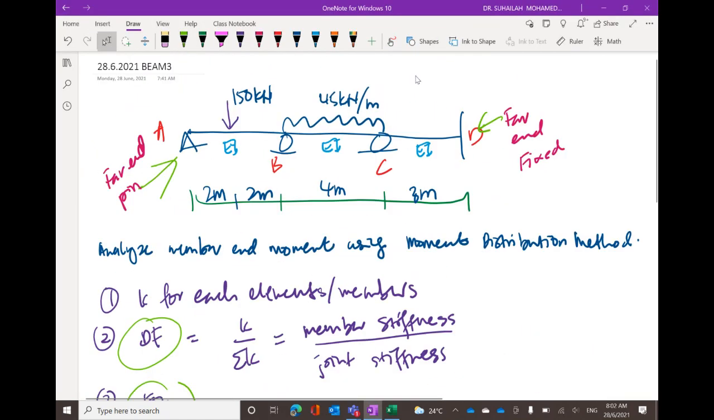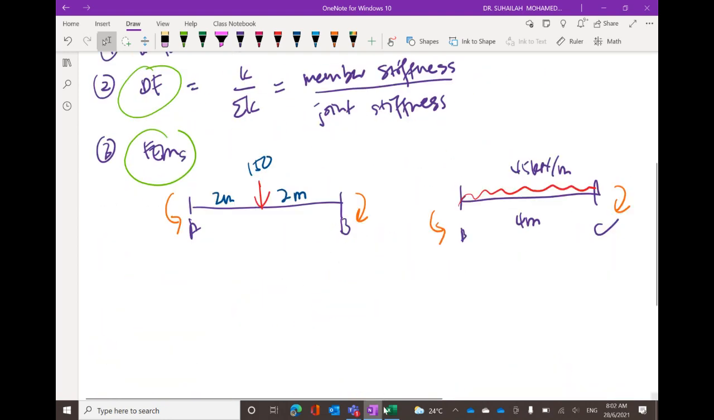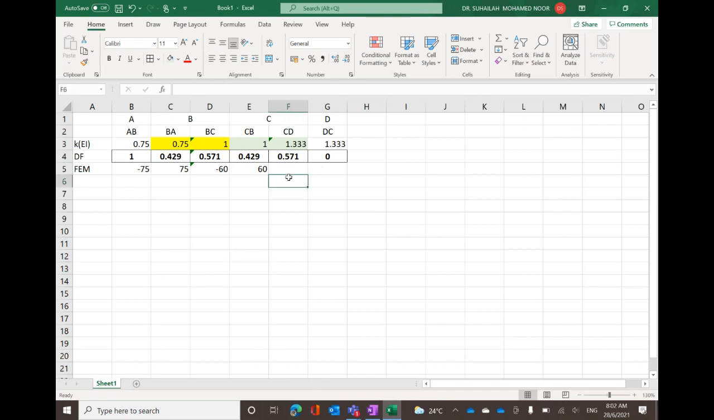Since member CD, the FEM is 0. A 0 value we don't need to put into the table. So this is actually the FEM.